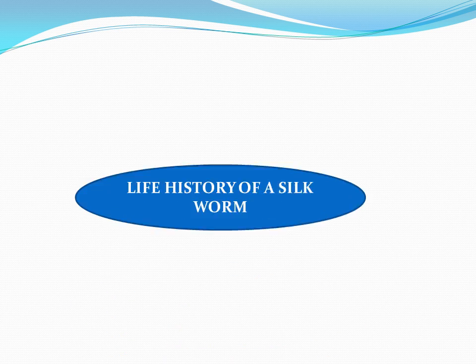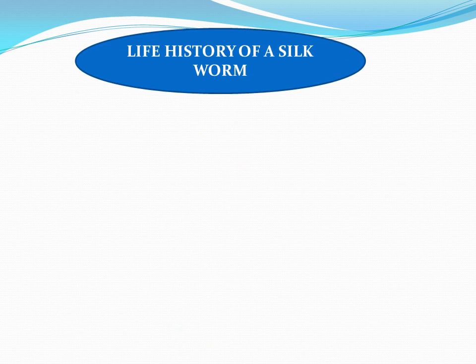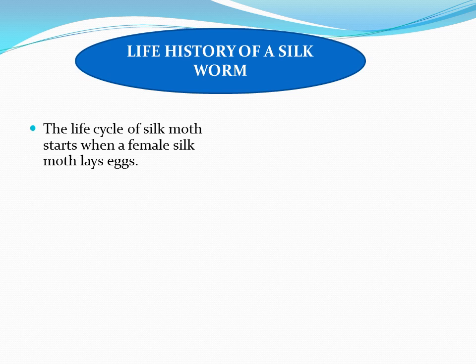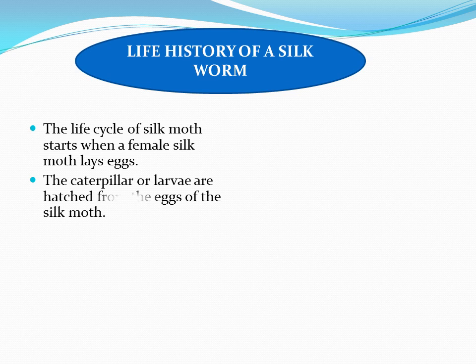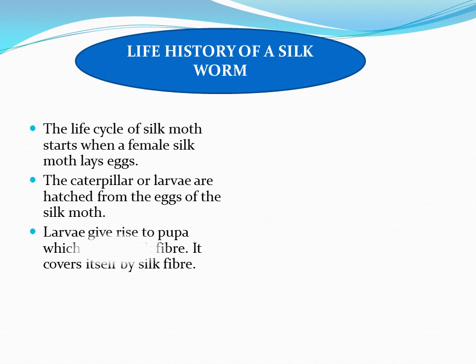Before studying the processing of silk, we need to understand the life history of a silkworm or a silk moth. The life cycle of a silk moth starts with the egg stage. The female silk moth will lay eggs on the leaves of a tree, usually the mulberry tree. Then these eggs hatch to form the larva, and the larva of the silkworm is known as a caterpillar. After hatching, this larva will feed on the leaves of the mulberry plant. The leaves act as food for the larva.